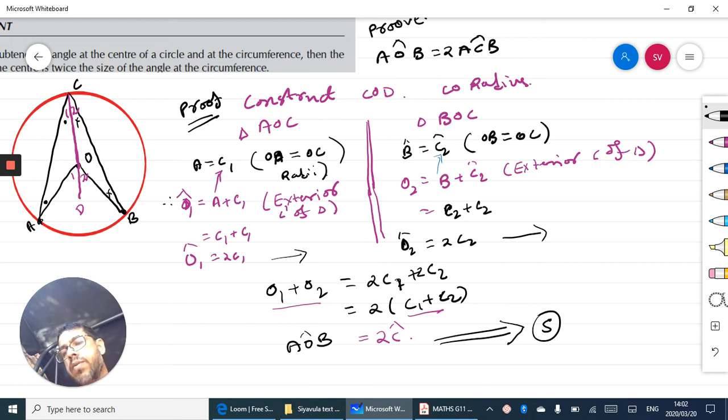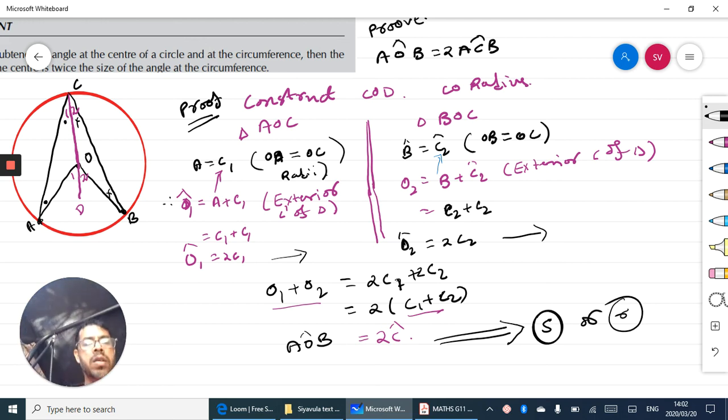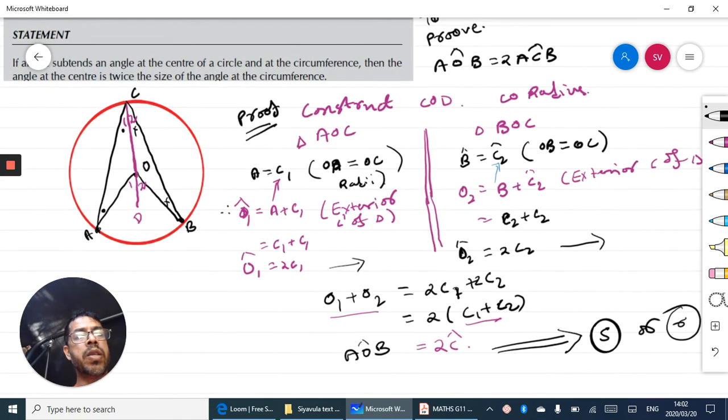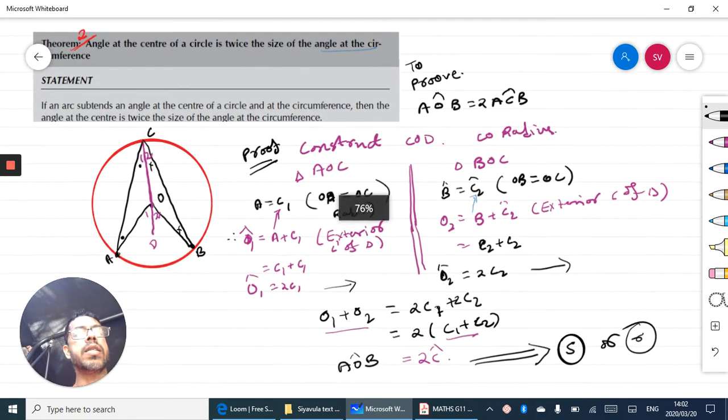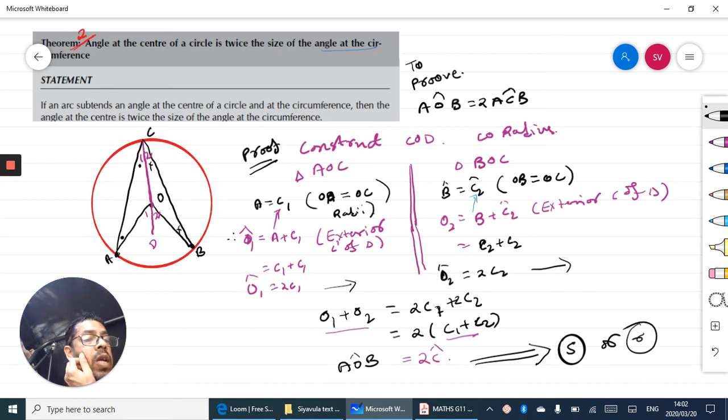This question might be asked for 5 or 6 marks, depending on the question, depending on the examiner. I hope you have understood theorem number 2, which is angle at the center is twice the size of the angle at the circumference. It's a very important theorem, and it's easy to prove, but you will need to know this one when we are doing the detailed example where all the theorems will be needed.